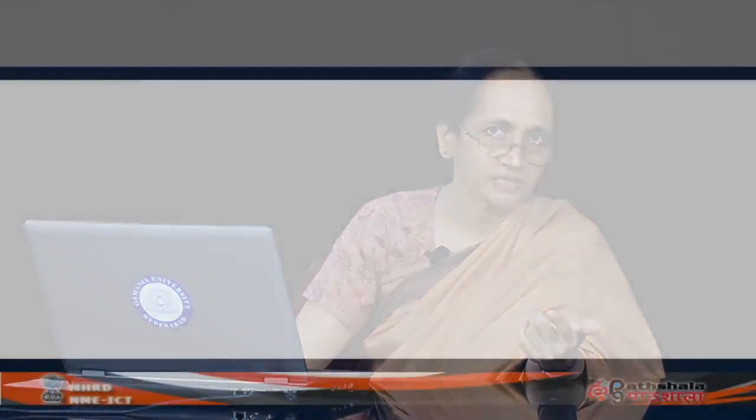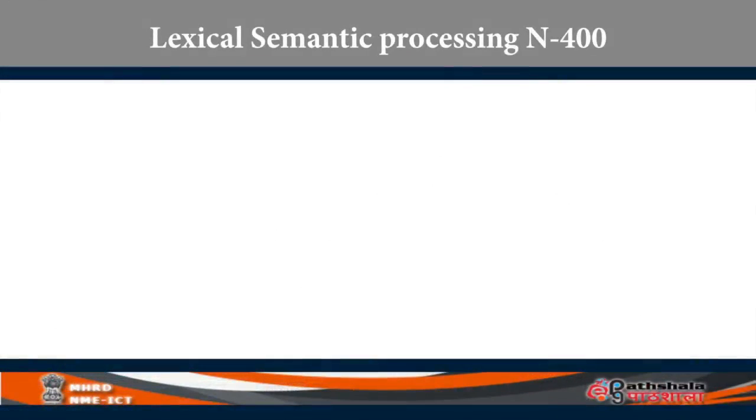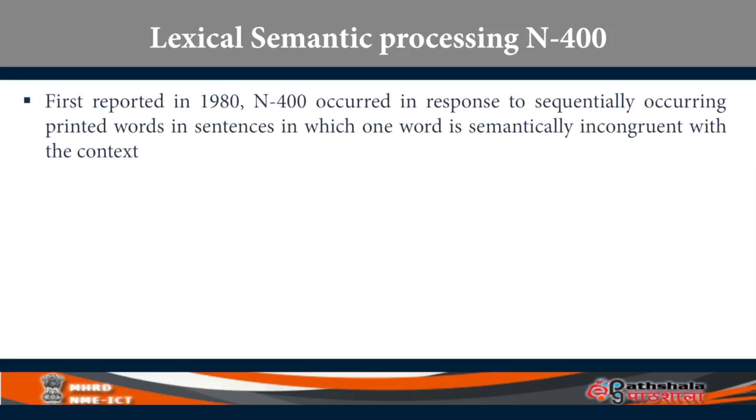So, lexical processing. How does the brain respond to lexical processing? Let's examine that. In evoked response, ERP in relation to lexical processing, one of the ERPs identified as early as 1980 is called N400. The kind of stimuli they gave in these experiments when they wanted to study lexical processing is sentences which end with an odd word.